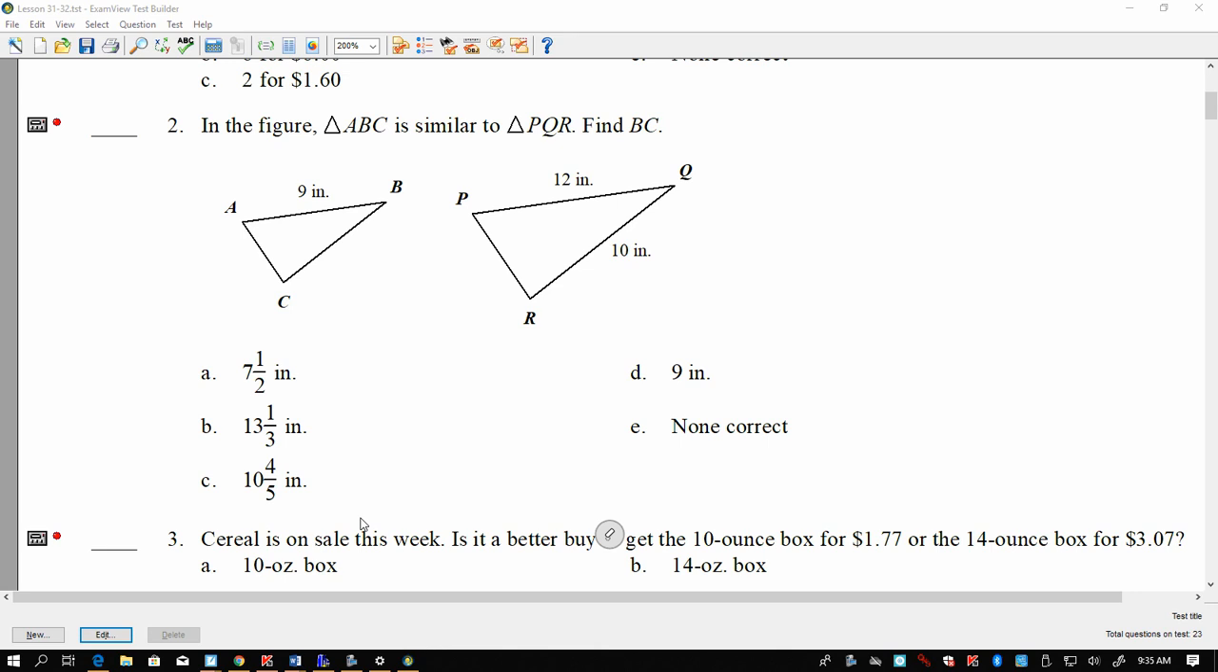So 9 times 10 is 90, and 12 times BC is 12 BC. Then you said we're going to divide by 12 on both sides. So what's 90 divided by 12? 7.5. 7.5 equals BC. Is that an option? Yeah, 7.5. A is my answer. Okay?